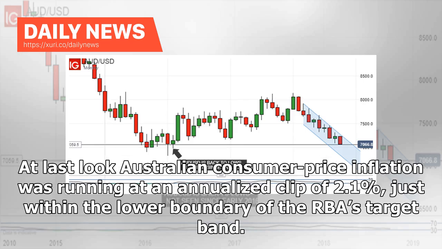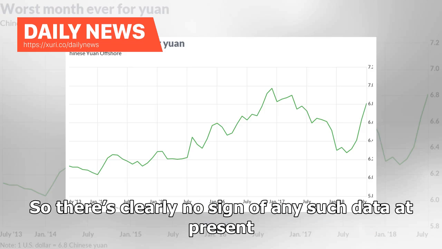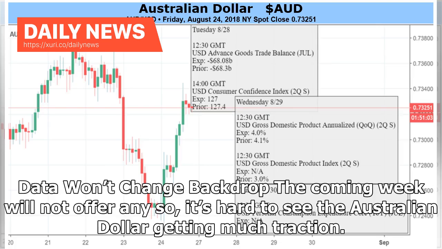At last look, Australian consumer price inflation was running at an annualized clip of 2.1%, just within the lower boundary of the RBA's target band. So there's clearly no sign of any such data at present. The coming week will not offer any, so it's hard to see the Australian dollar getting much traction.